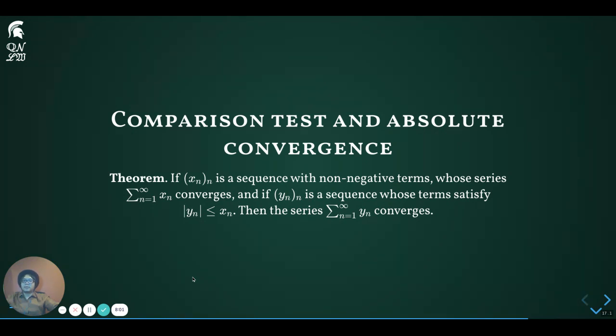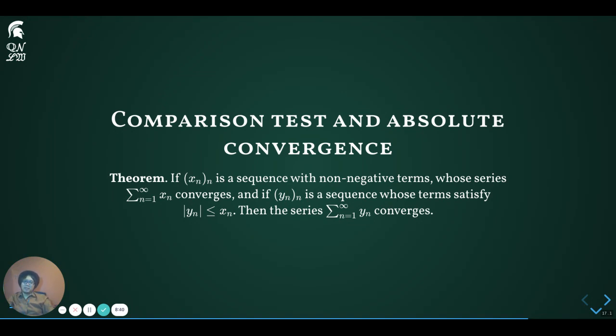The next theorem we'll prove in this lecture is the comparison test. And from it, we'll derive, as a consequence, the absolute convergence test. The comparison theorem says that if x is a sequence with non-negative terms whose infinite series converges, and if y is a sequence whose terms may be negative or positive, but we know that term by term the magnitude of the term yn is no more than the value of xn, then the series for y converges.